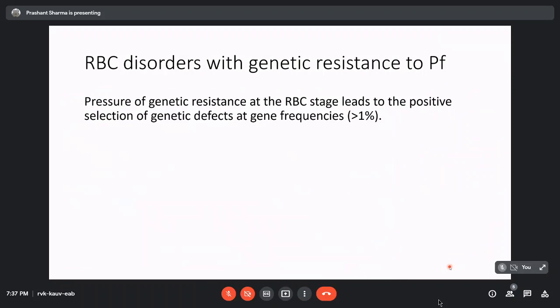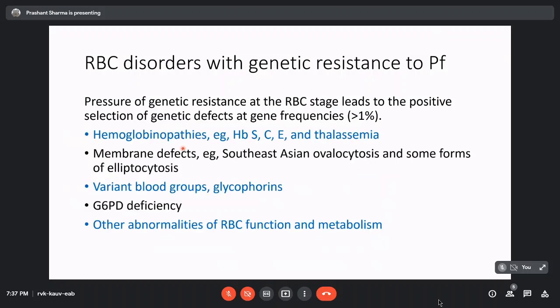The intriguing part is why these disorders have reached such high frequencies. If something is deleterious, then over time evolution tends to weed that particular trait out. So the reason why these disorders not just persist but thrive at what are really polymorphic frequencies is that they confer genetic resistance to falciparum malaria. And how do they exert this genetic resistance? This is because of several reasons which I'll just come to, but this is not just limited to the thalassemias.